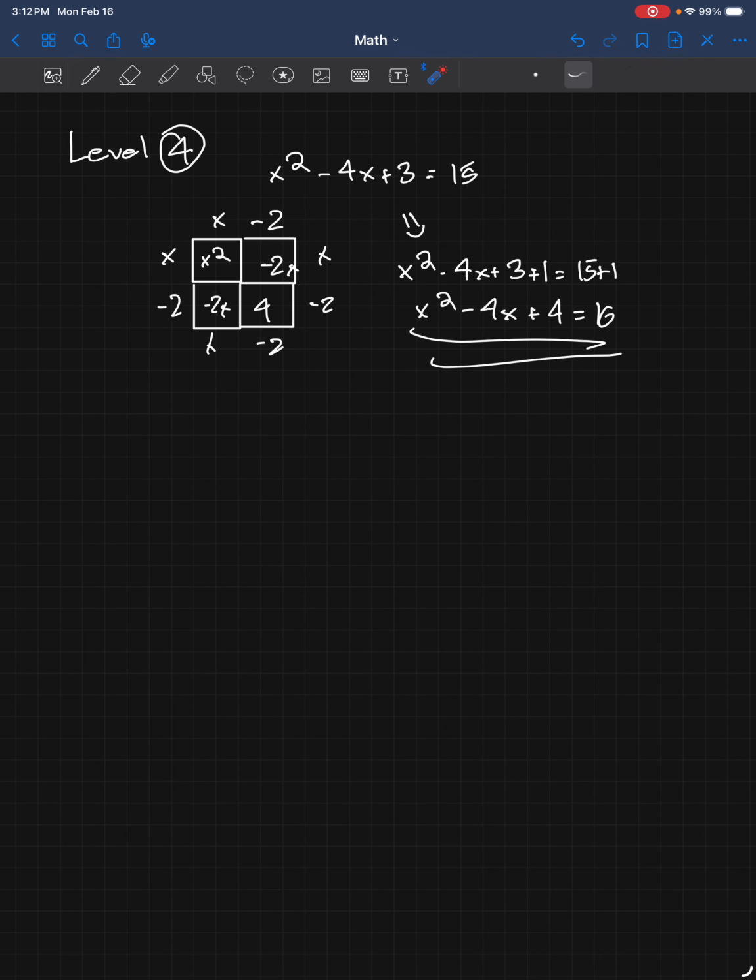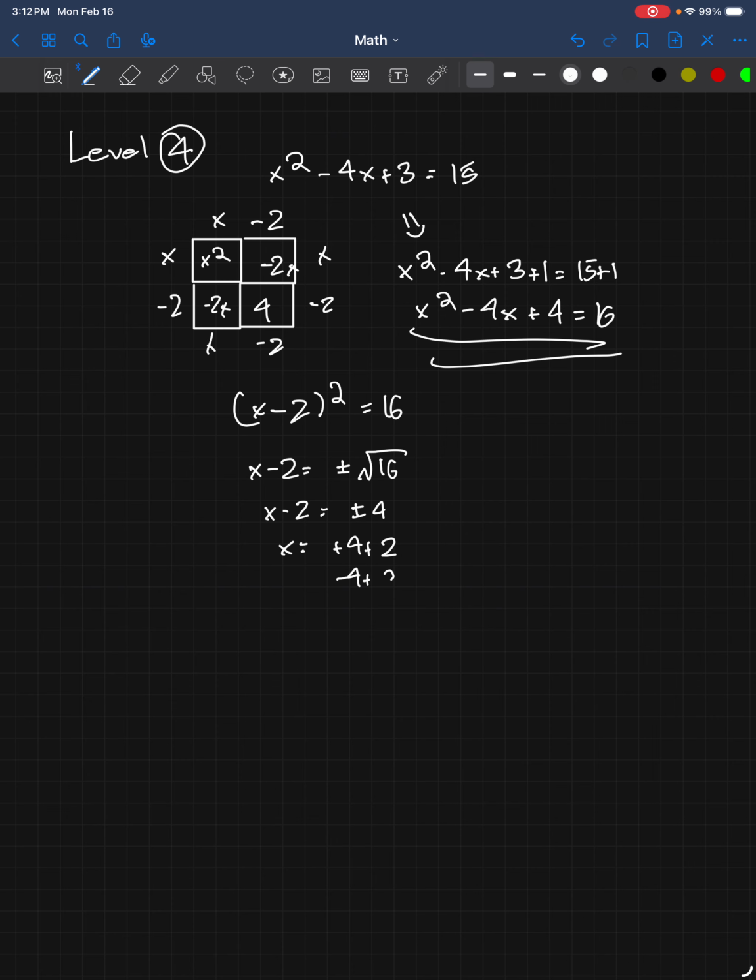And now this is exactly like we have x squared minus 4x plus 4 equals 16. And this is a square with side length x minus 2. So x minus 2 squared equals 16. Now we know how to take care of this. This is literally just a level 2 thing. We can say x minus 2 equals plus or minus square root 16. x minus 2 equals plus or minus 4. x equals either plus 4 plus 2 or -4 plus 2, which is either 6 or -2. So those are the solutions for level 4.